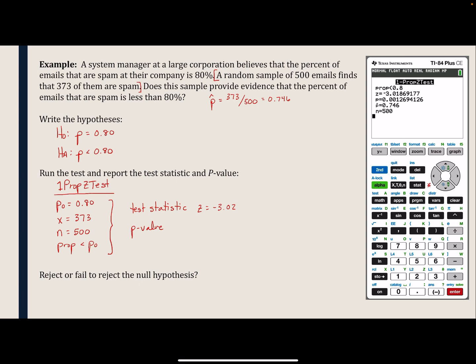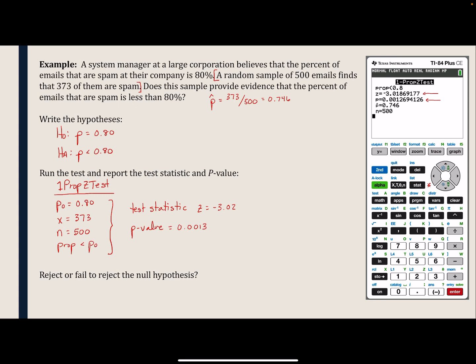And remember back to when we learned about z-scores in Chapter 5. A z-score is the number of standard deviations from the mean. So if we're looking at the sampling distribution of samples of size 500, this particular sample is 3 standard deviations below the mean. That's really far. It's unusual to see a sample that is that far below the mean. So the probability of observing this sample is 0.0013. So our test statistic is here, that's the z, and this p right here, that's the p-value.